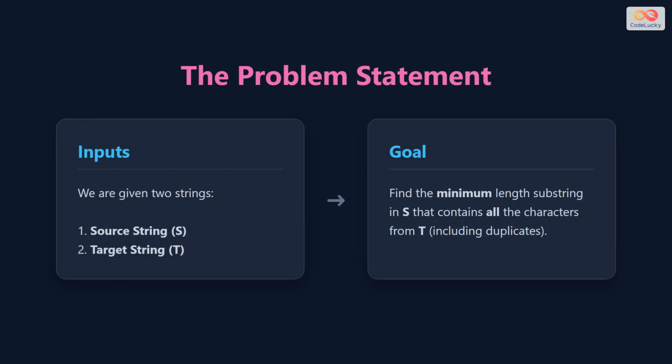Here is the challenge. We are given two strings. Let us call them source string S, and target string T. Our goal is to find the smallest possible substring inside source string S that contains every single character found in target string T. This includes duplicates. So if the target has two A's, our window must also have two A's.